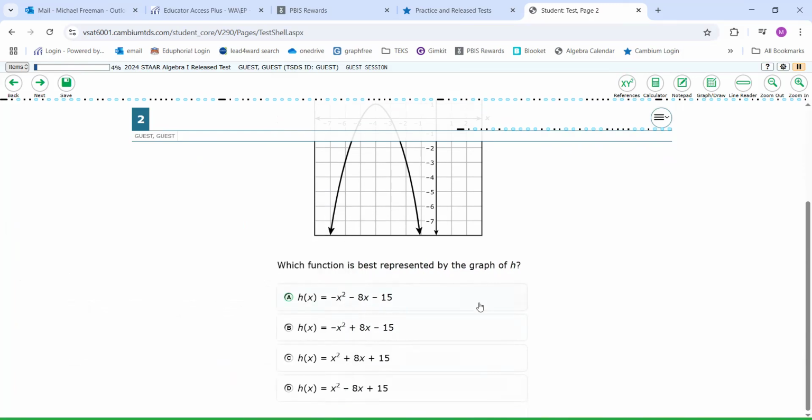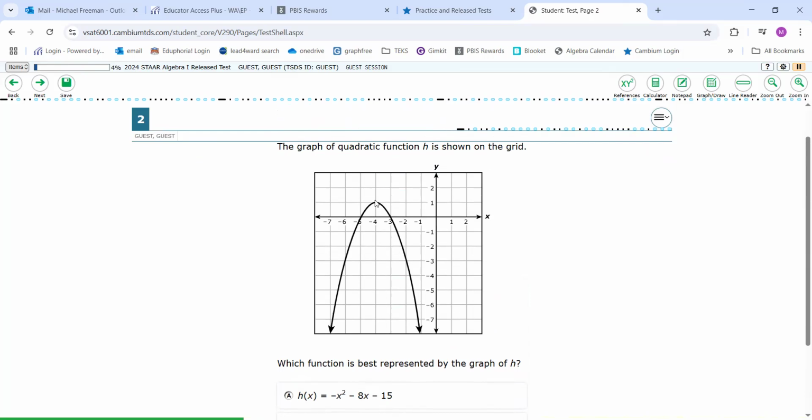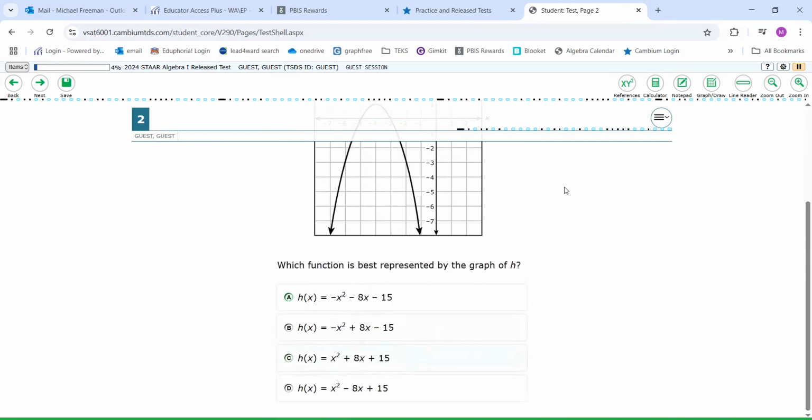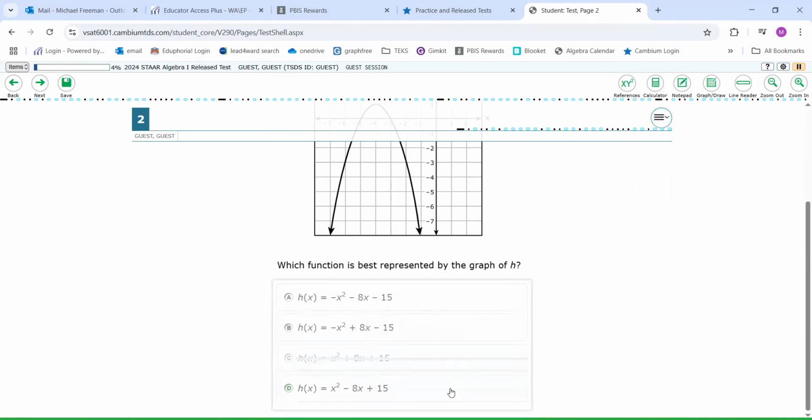I know it's standard form, and I know that in standard form, our C value is our y-intercept. Well, I can't see it on this graph, but I know if it's facing down, there's no way my y-intercept is going to be positive 15. I'm going to go to the strike through. These two are definitely wrong.